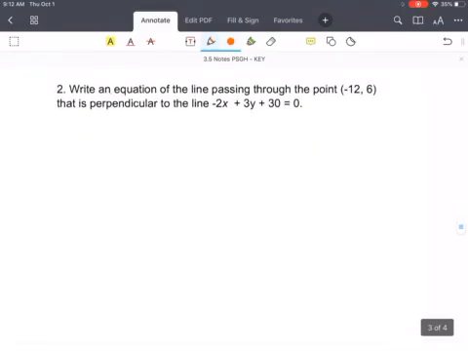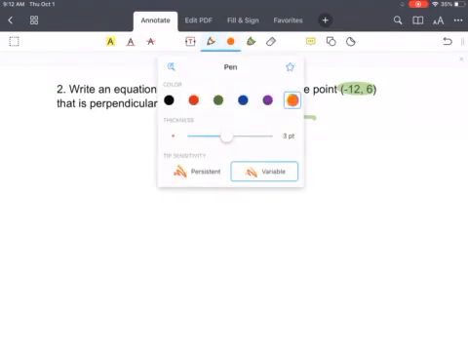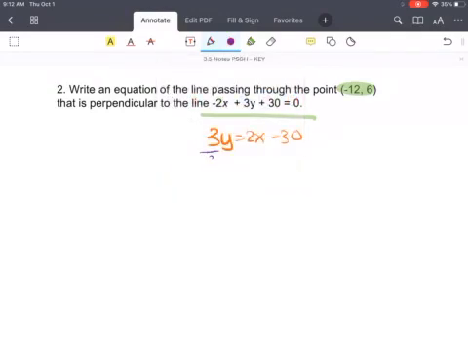Writing an equation of a line that is passing through the given point and is perpendicular to this given line. So first off, we need to find the slope of this given line. So in order to do that, I'm going to put it into slope-intercept form. So I'm going to move the 2x to the other side and the 30 to the other side. And then I'm going to divide everything by 3.